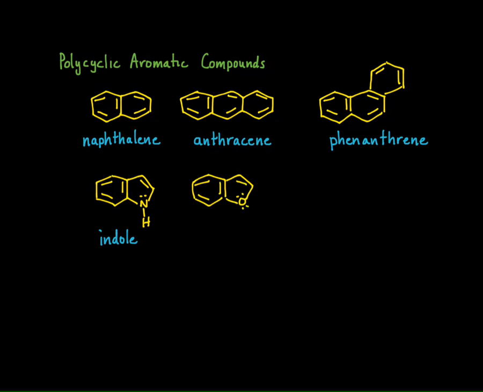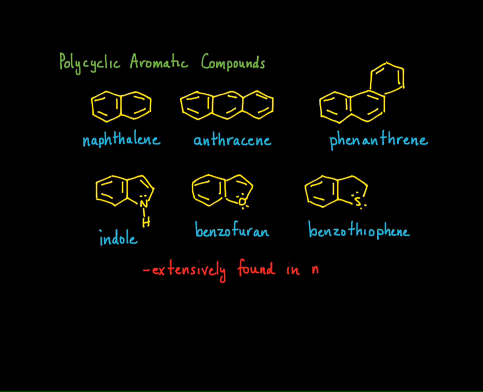We can do the same thing with furan fused to benzene. Again, benzene is giving the 6 pi electrons. The furan is giving 2 from the double bond, 2 from one of the pairs of electrons. And this is called benzofuran. And similarly, you can do this with thiophene as well. And this structure is called benzothiophene. Now, the interesting thing about indole, benzofuran, and benzothiophene is these are extensively found in nature.